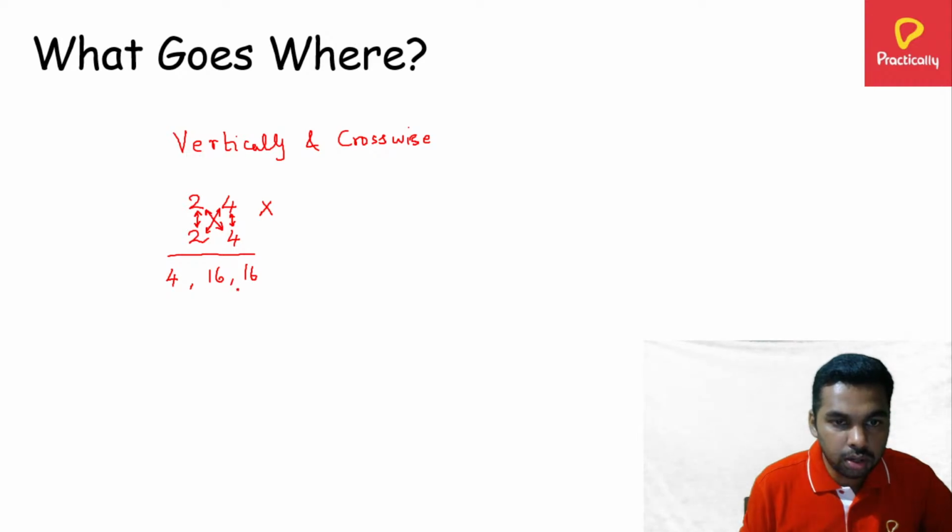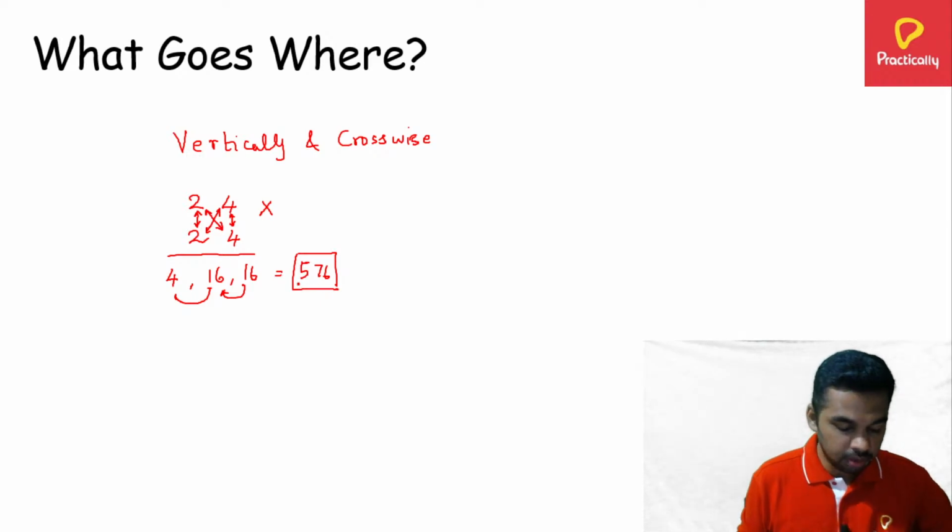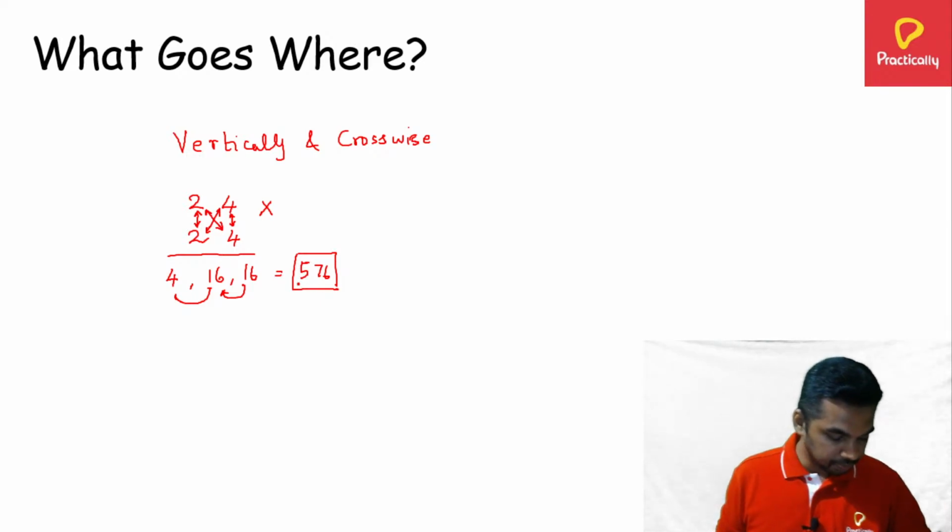So how do you calculate the final? The final thing is the following. This one has to go as carry to this place. This one has to go as carry to this place. So the answer is 576. So 576 is going to be the answer.